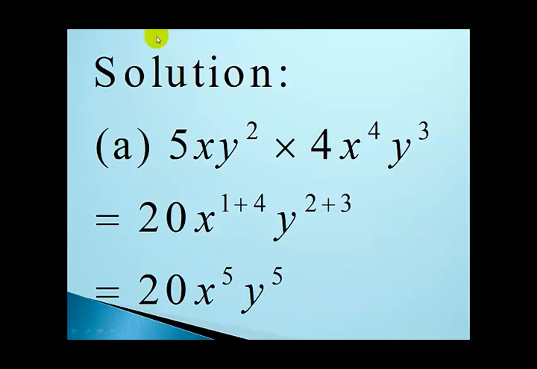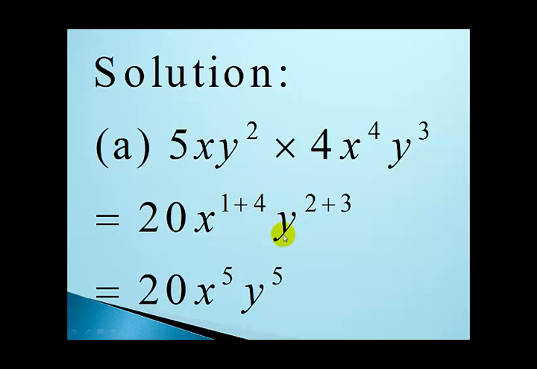Solution: given 5xy squared times 4x to the power 4 y cubed. We have x here, and we also have x raised to a power here. Because we are multiplying, the first thing we do is multiply the coefficients. So 5 times 4 will give us 20. With the x here, the exponent is 1, and with the x here, the exponent is 4. So we keep the base x constant, then we add the exponents 1 and 4.